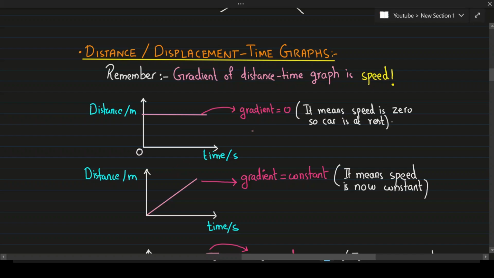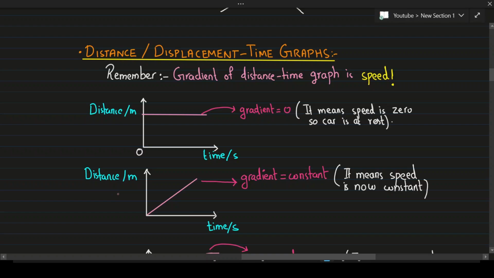In the first graph, you can see that there is a pink line that is straight. If we analyze closely, we can see that the gradient is 0. I have told you that the gradient of a distance-time graph is speed. So if this gradient is 0, it means the speed is 0, and it means that the car or the body is at rest. The body is not moving. You can see the time is running, but the distance is not going upwards. That is why the car is at rest at some distance.